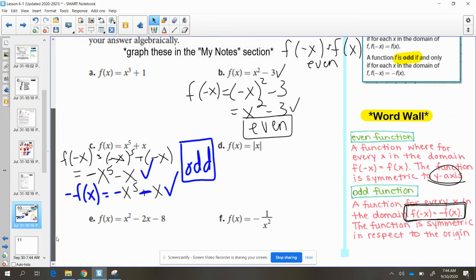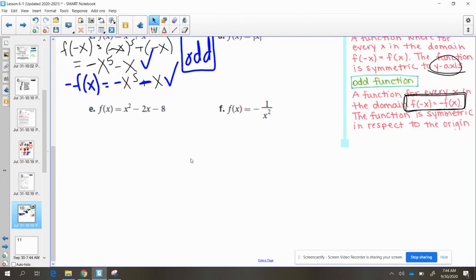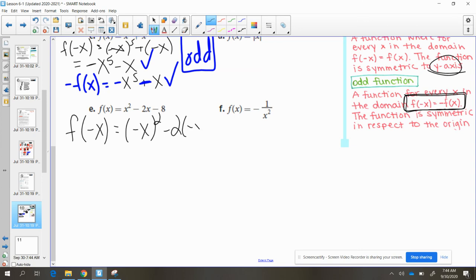All right. Last but not least, what happens if it is a neither situation? A lot of people want to say that just because something has a squared term, it's even, or a cubed term or an odd term, it's odd. That's not the case, and E is going to be the perfect example of that. This one is not going to be even because when we plug in negative x, we end up with negative x squared minus 2 times negative x minus 8, which simplifies to this. This plus sign is not the same as this minus sign, so it's not even. Again, do not just go off of the square term. A lot of people make that mistake.